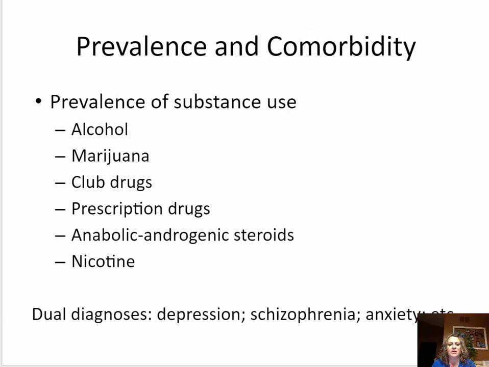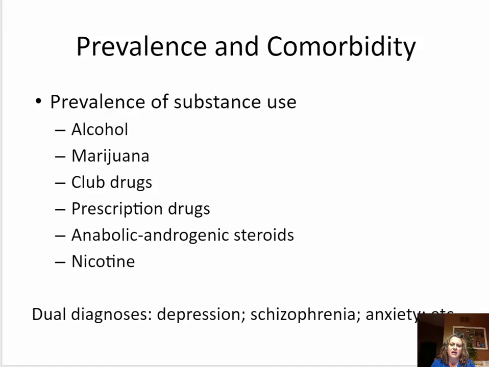Prevalence and comorbidity. Alcohol use disorder is the most common substance use problem in the United States. Marijuana is the most commonly used illicit drug in the United States, with the exception of Washington and Colorado, who have legalized it for recreational use. The use of club drugs is increasing, including ketamine, ecstasy, LSD, and methamphetamine.